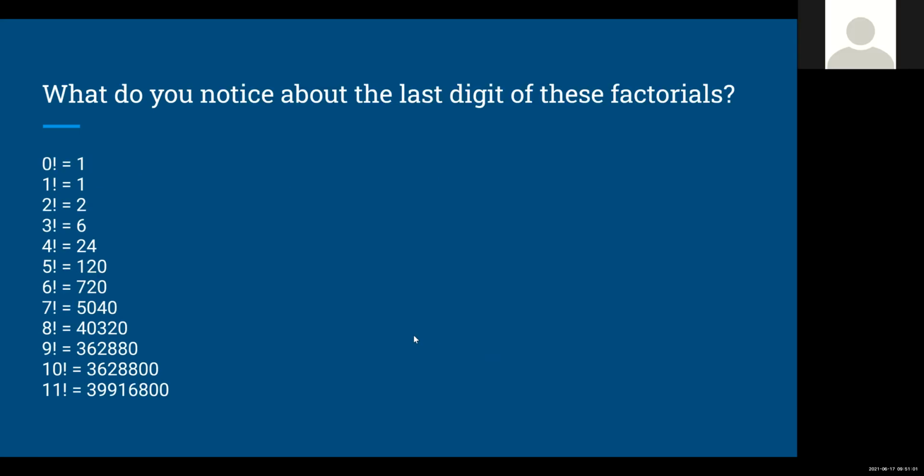Okay. So now we will be seeing number patterns with factorials. So what do you notice about the last digit of these factorials? Just type it in the chat.